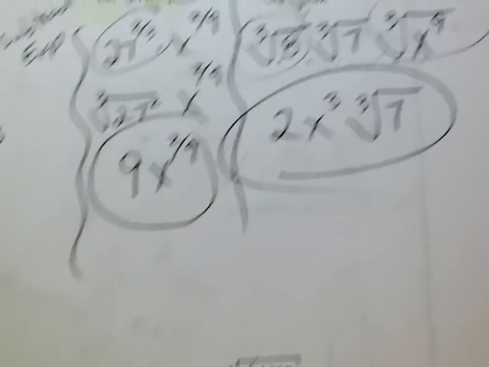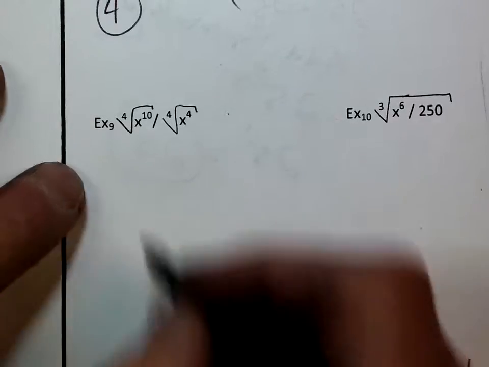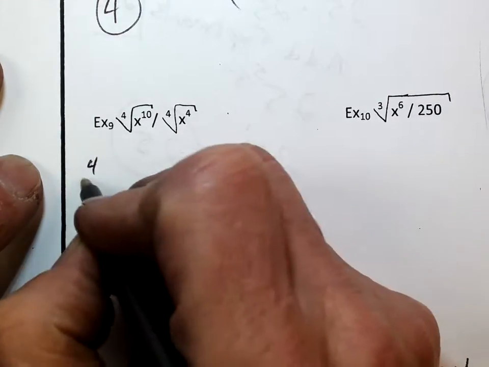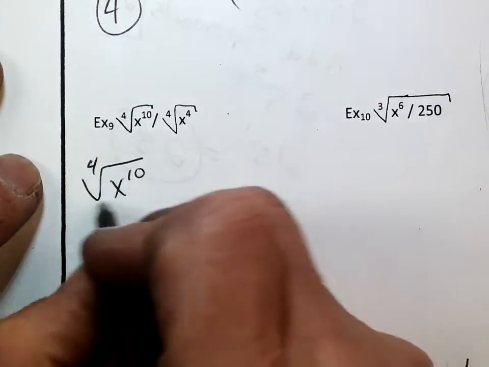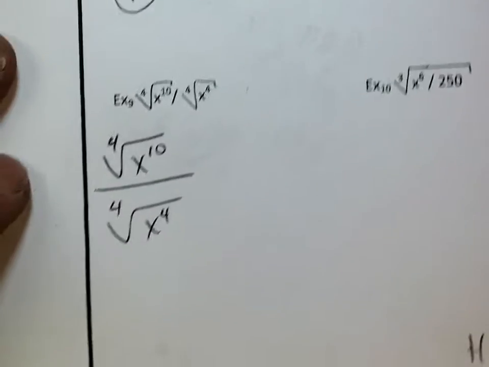Example 9. Alright, example 9. Let's take a look at what we got. We got the 4th root of x to the 10 over the 4th root of x to the 4. Okay? I'm going to answer your question real quick.